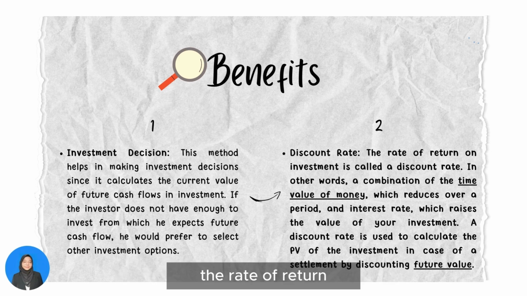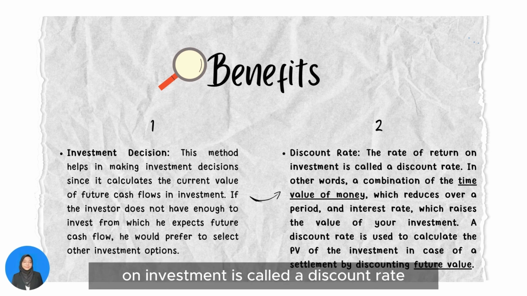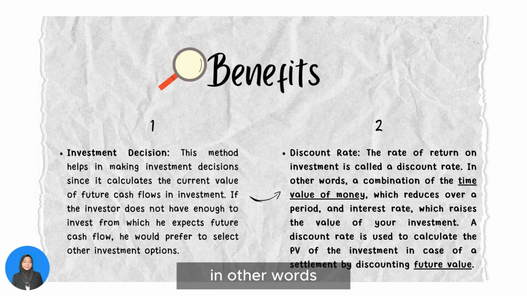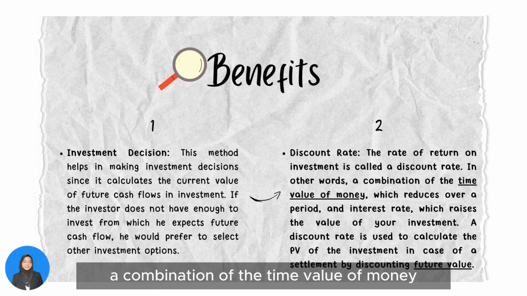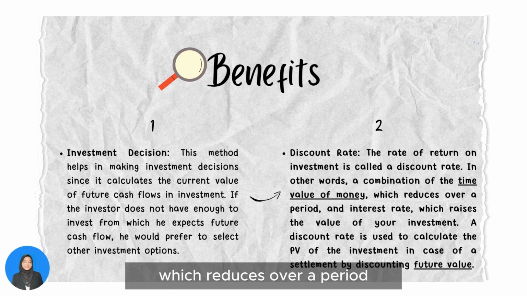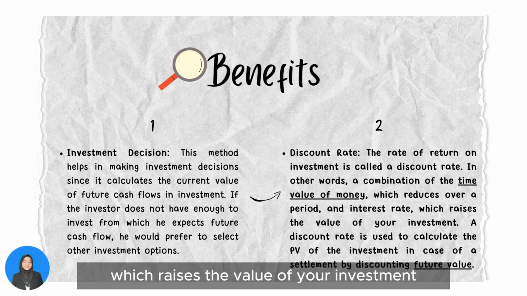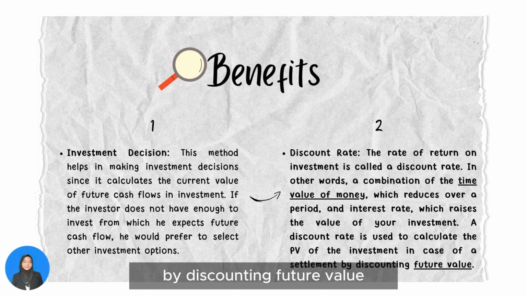The rate of return on investment is called a discount rate. In other words, a combination of the time value of money, which reduces over a period, and interest rate, which raises the value of your investment. A discount rate is used to calculate the PV of the investment in case of a settlement by discounting future value.